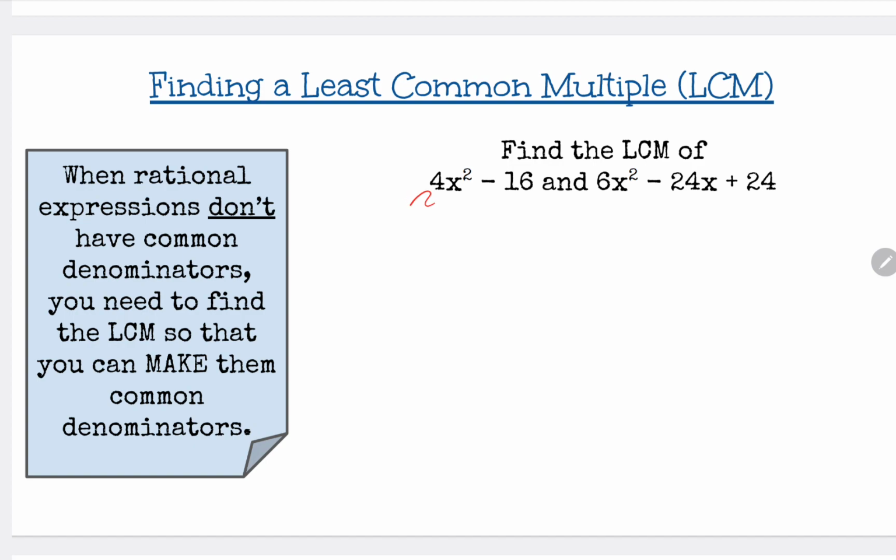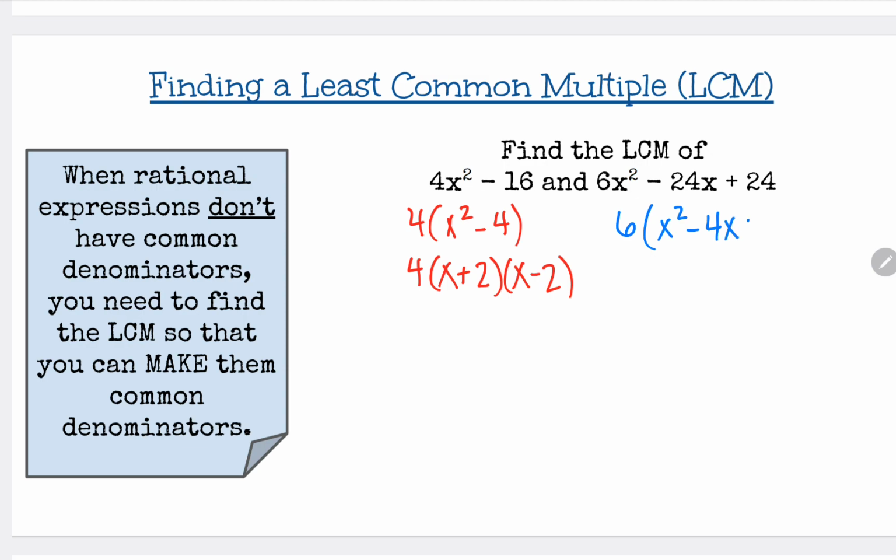So 4x squared minus 16, that has a GCF. We factor that out first. X squared minus 4, that's a difference of squares, x plus 2 and x minus 2. And then when I factor out this second set, there's also a GCF there. And we can factor that trinomial into x minus 2 times x minus 2, or x minus 2 squared.